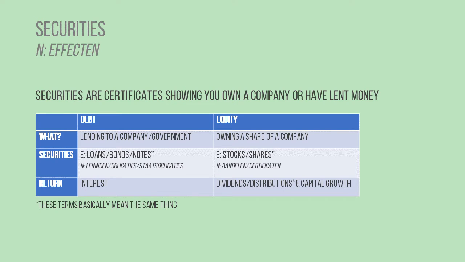Hi! In this video I'm going to be talking about securities, which are the types of investments you can actually make. So as you can see in this slide, securities are really just certificates showing that you own a company or have lent it money. It's a bit of an old-fashioned term, but it's still used today.